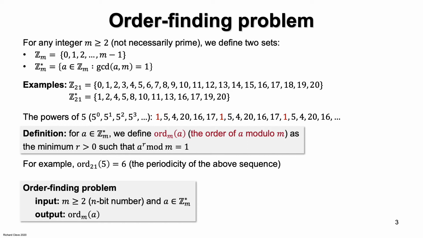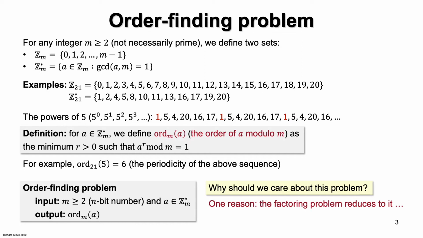Is there a polynomial time algorithm for the order finding problem? But let's pause and consider the question, why should we even care? The order finding problem might come across as an esoteric problem that we should only care about if we have a particular interest in questions about computational number theory. But one reason for us to care is that the factoring problem reduces to the order finding problem. So if we can solve the order finding problem efficiently, then we can use that to factor numbers efficiently.